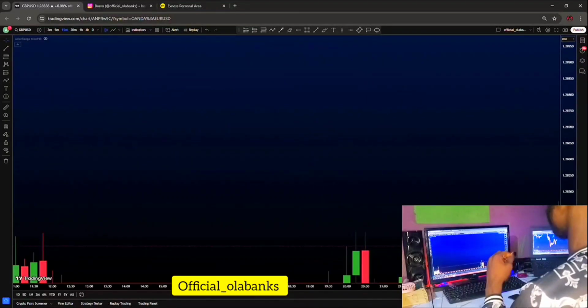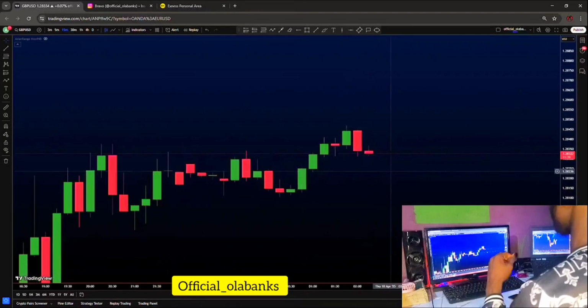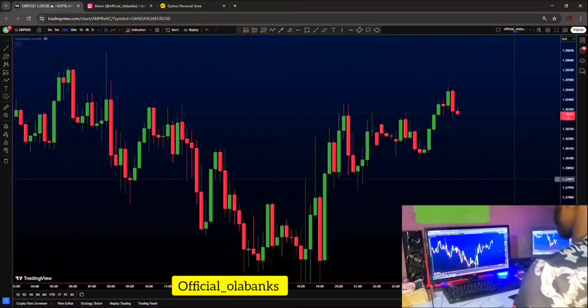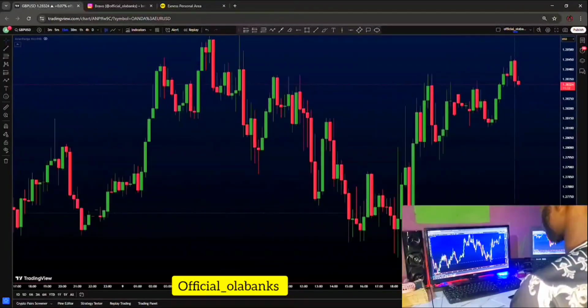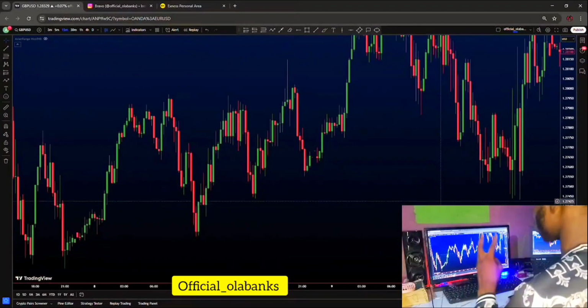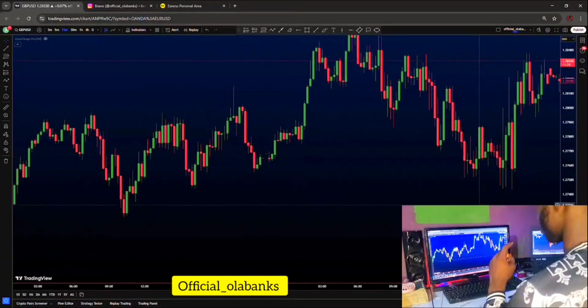So let's just quickly go to the chart. Let me show you how we can use it on our chart. Let me see. I'll just use two examples for the chart.